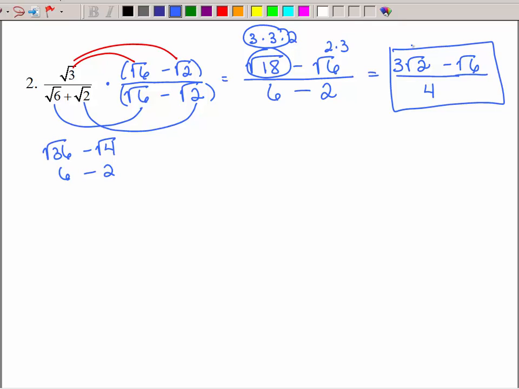There's my answer. We cannot reduce, even though 2, 6, and 4 are all even, you can't reduce them because these are in the radical, that's outside of the radical. So that's all we can do.